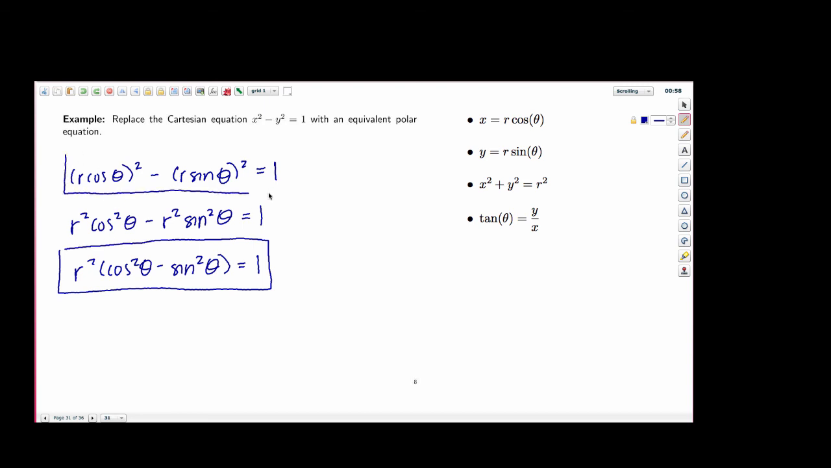You could have just left it in this first form as well. That's fine with me. Again, the point is to use your relationships to convert, in this case, from Cartesian to polar.